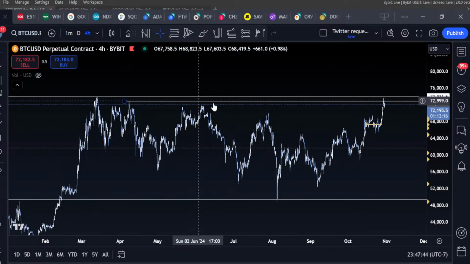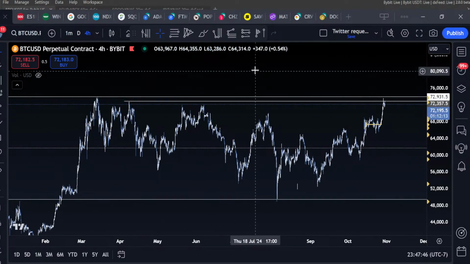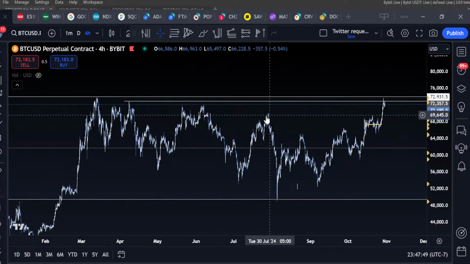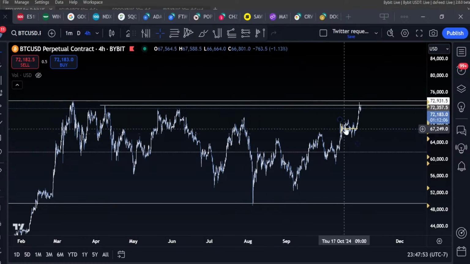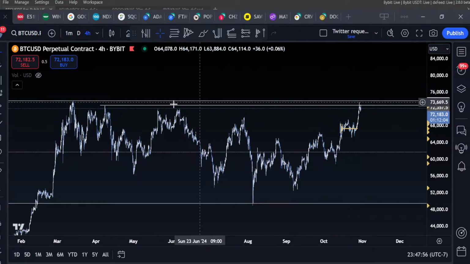Some of the shorts are going to win, some of them are going to lose, some of the longs are going to win, some of them are going to lose, but you have this beautiful range to trade. So it's kind of the idea of trading the range until it breaks up or down. I think it's much more likely to break up at this point.